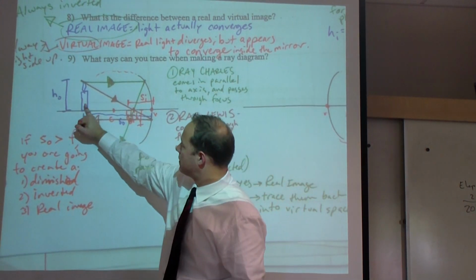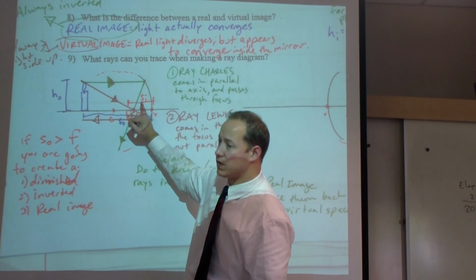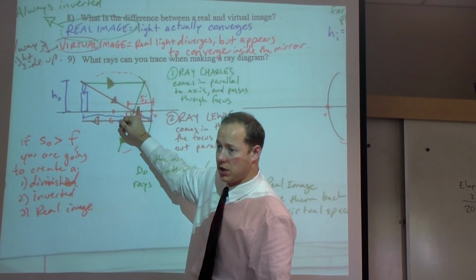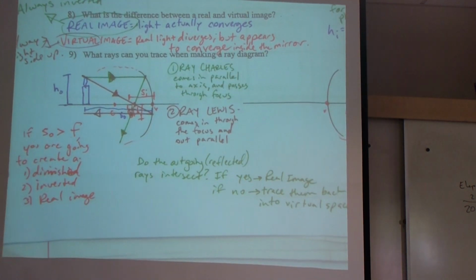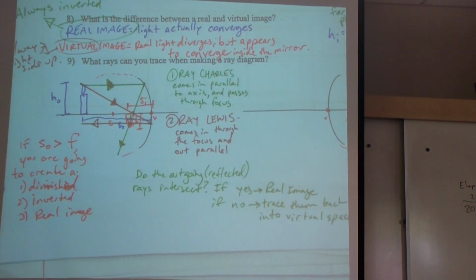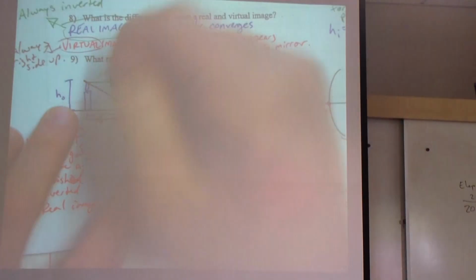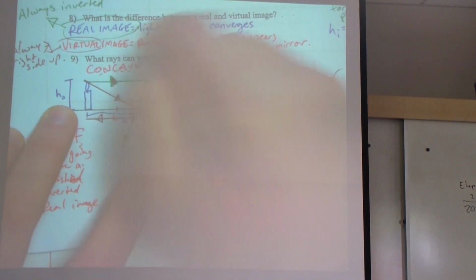So the position of this really makes a difference. If you bring it too close, suddenly you get a magnified upright image. If it's far away, you get a diminished inverted image. Okay, let's talk about what happens with our convex. I guess we should write next to this concave and convex.